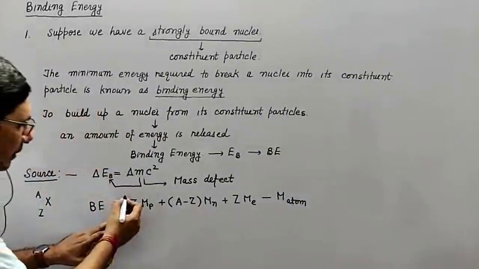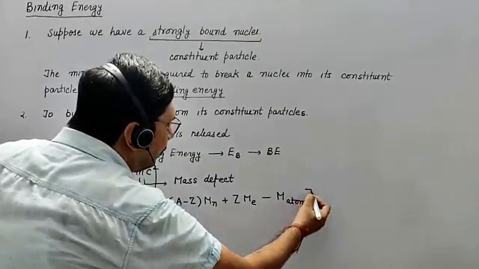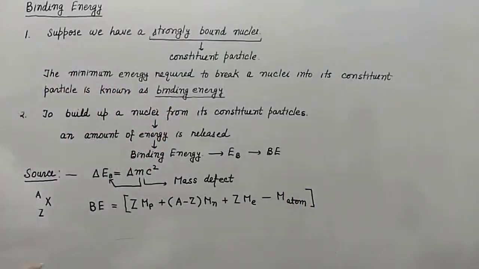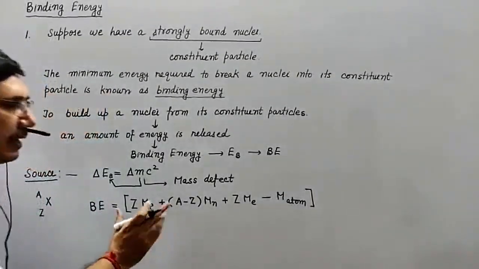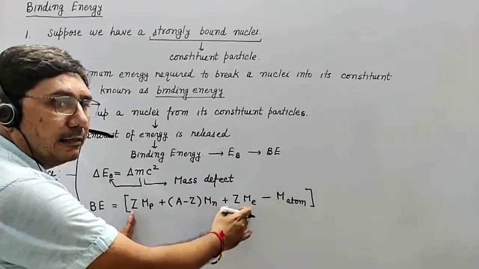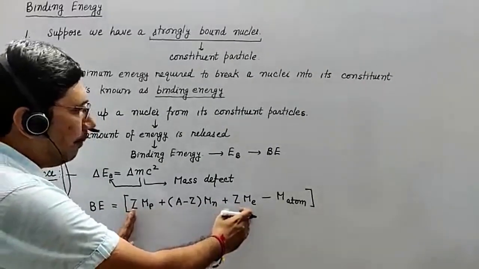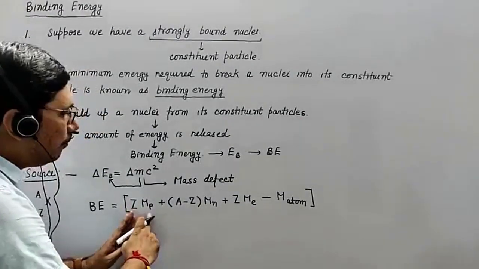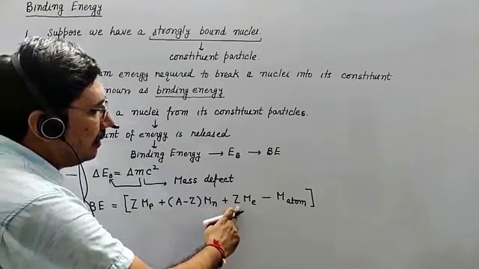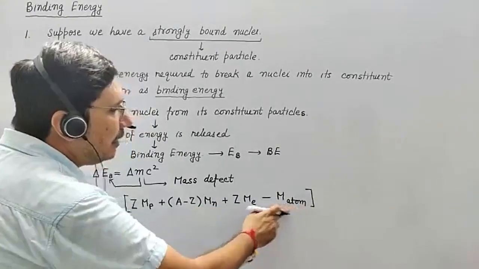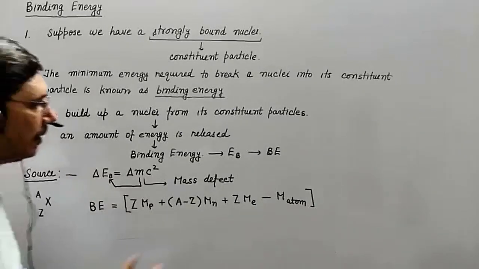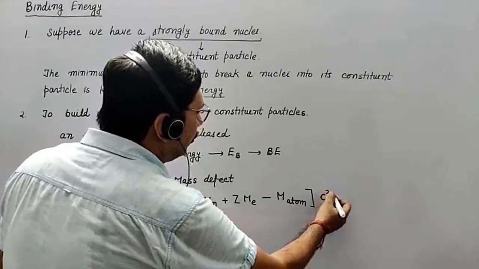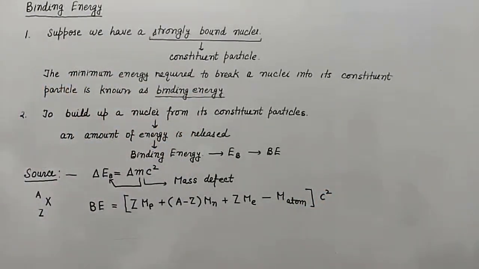Then this term will provide me the lost mass. This will be delta M. So what is delta M? Delta M, the mass defect, is equal to the mass of the constituent particles, Z number of protons, A minus Z number of neutrons, plus Z number of electrons, minus the mass of the atom, which we can obtain experimentally by using a mass spectroscopic technique, and then multiply this by C square. So this is the expression of binding energy in terms of the mass of the atom.